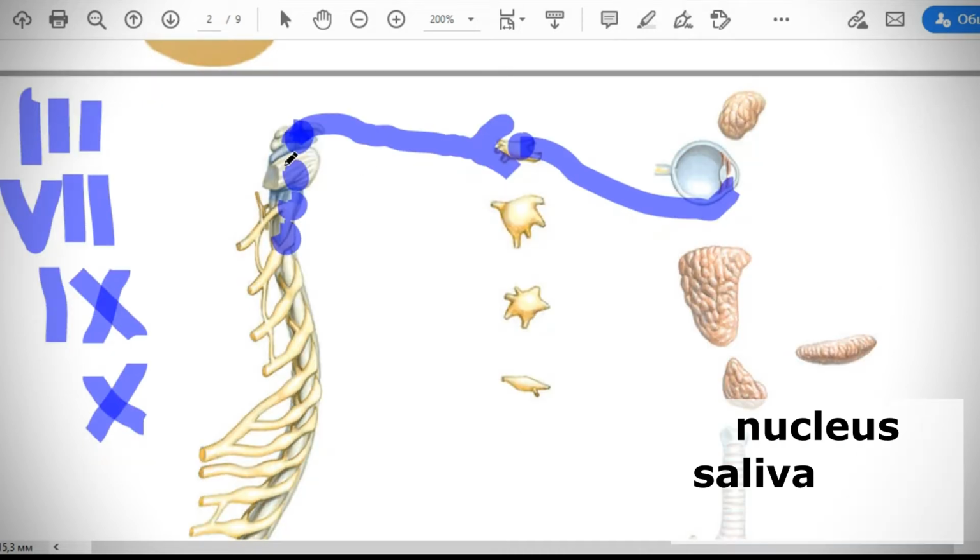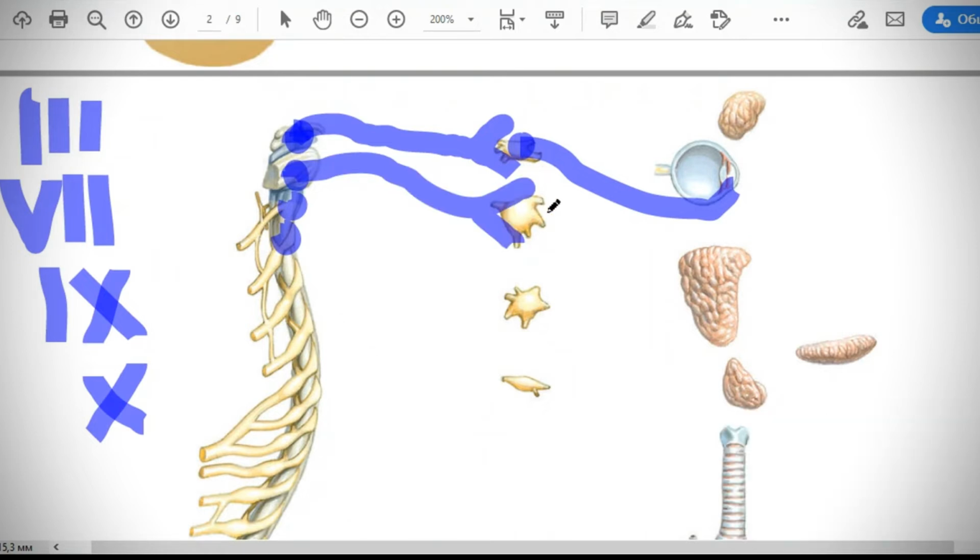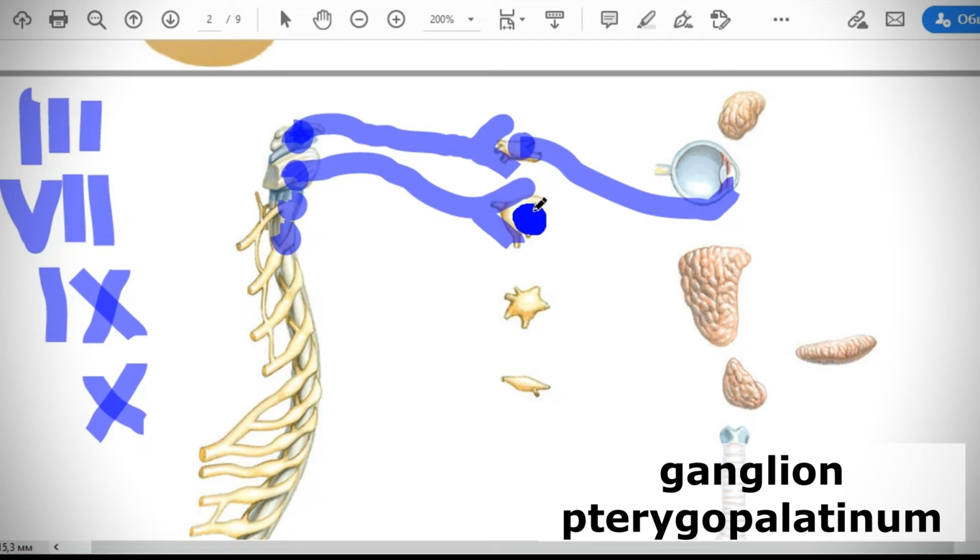Next, nucleus salivatorius superior. It is related to the facial nerve, and these preganglionic fibers travel in two branches of the facial nerve. The first one is the nervus petrosus major, and it goes to another ganglion located in the fossa pterygopalatina, the ganglion pterygopalatinum. It also consists of parasympathetic postganglionic neurons. There will be transmission, and postganglionic fibers travel.